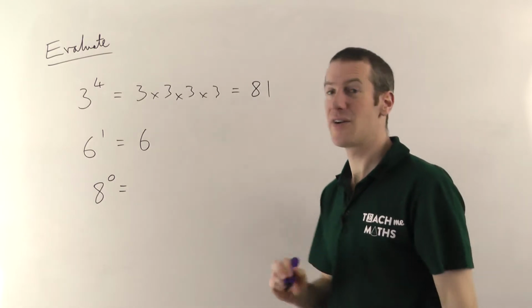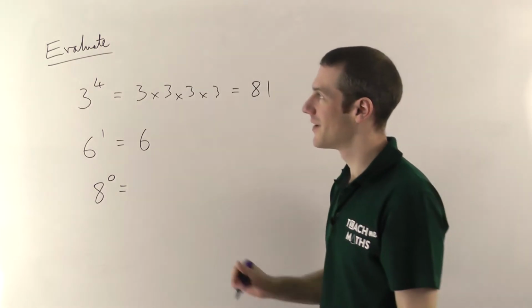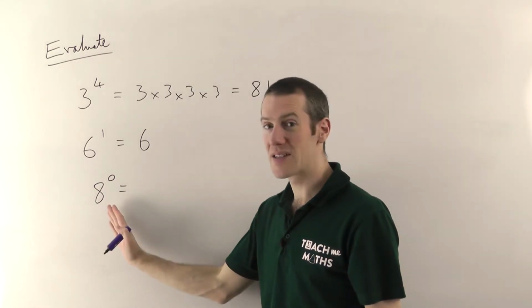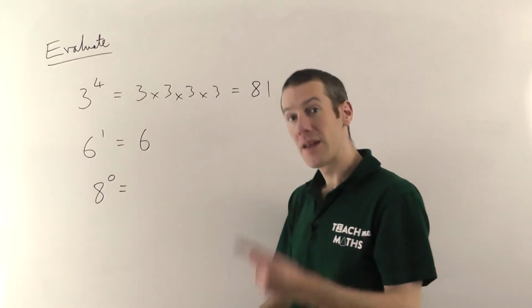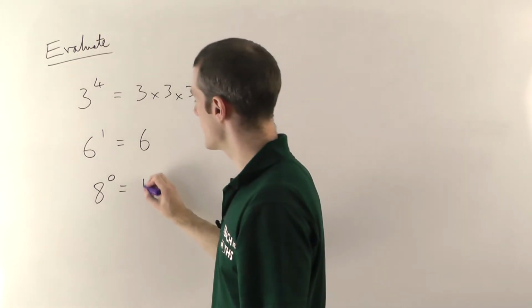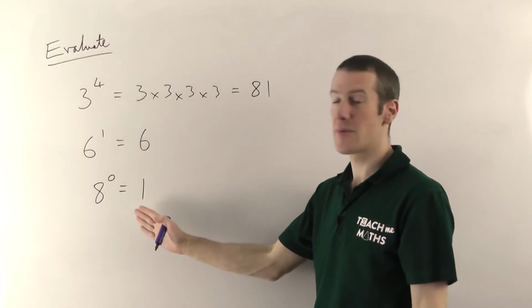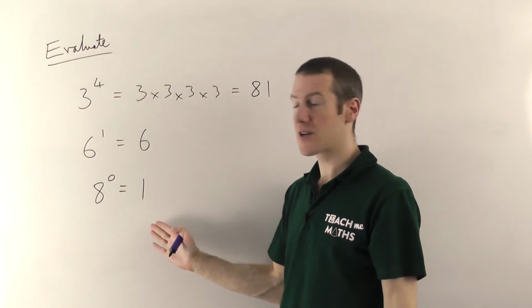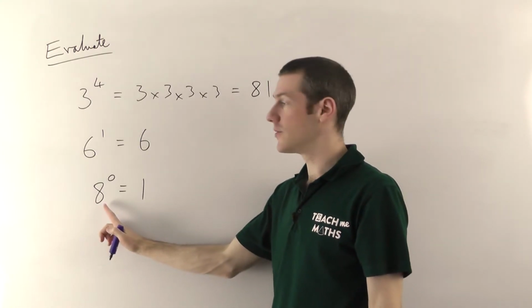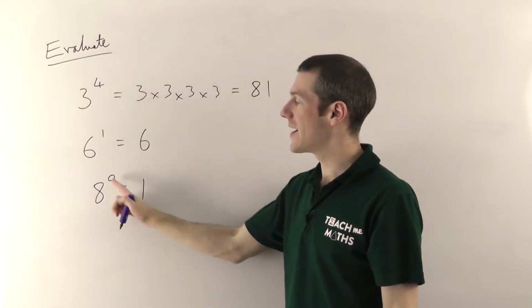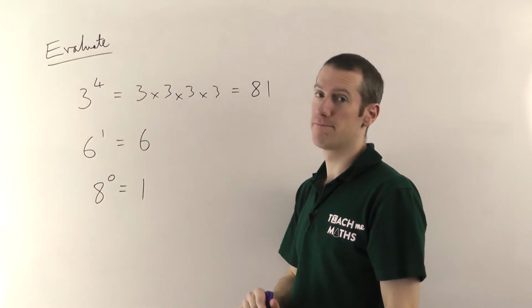8 to the power 0. Well, hopefully you'll remember from the laws of indices, anything to the power 0, doesn't matter what this number is, is 1. So 8 to the power 0 is 1. That's another one you just got to remember. Very easy to do these questions in practice as long as you can remember the appropriate law. So anything to the power 1 is itself, anything to the power 0 is 1.